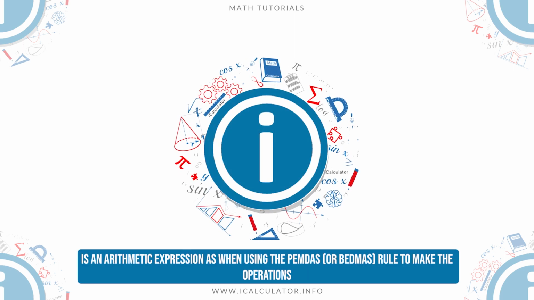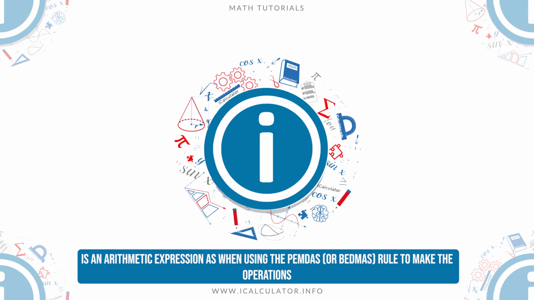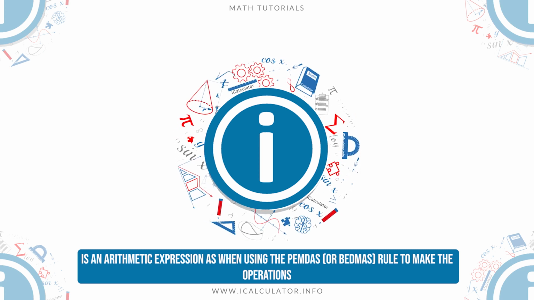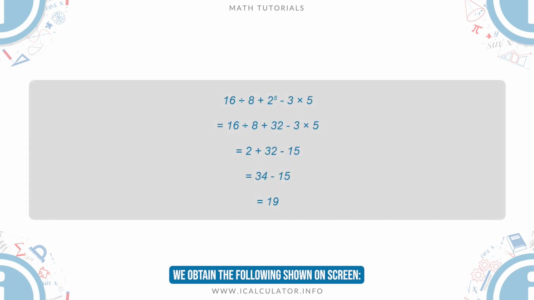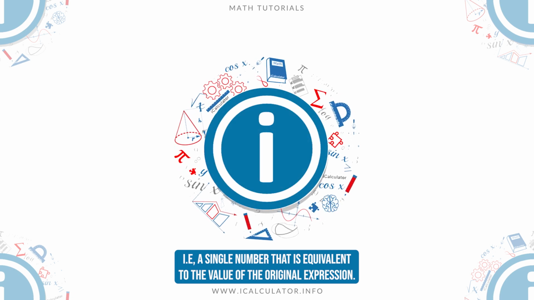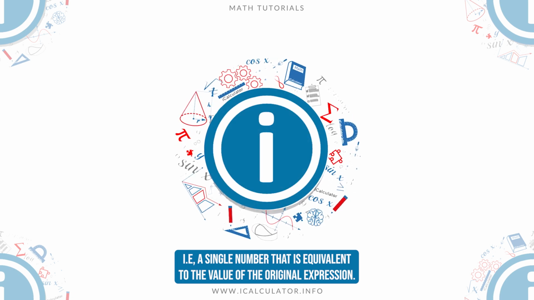We have an arithmetic expression, as when using the PEMDAS, or BEDMAS, rule to make the operations, we obtain the following shown on screen, i.e. a single number that is equivalent to the value of the original expression.